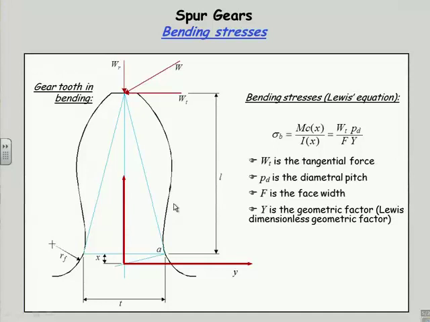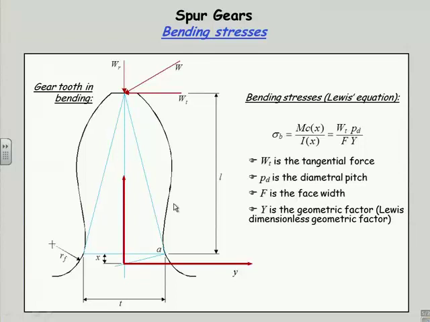I show tip loading up there. And here's an equation which is simply MC over I. It's a beam in bending. So MC over I is the basic equation. But here we've substituted the loading in the nomenclature that's typical for gears. In other words, the load is WT. PD is the diametral pitch. F is the face width, which would be the thickness in and out of the picture here. Clearly, the longer the tooth, the more meat I've got, and thus the longer it will last. And what else do we have there? We have this thing called Y.